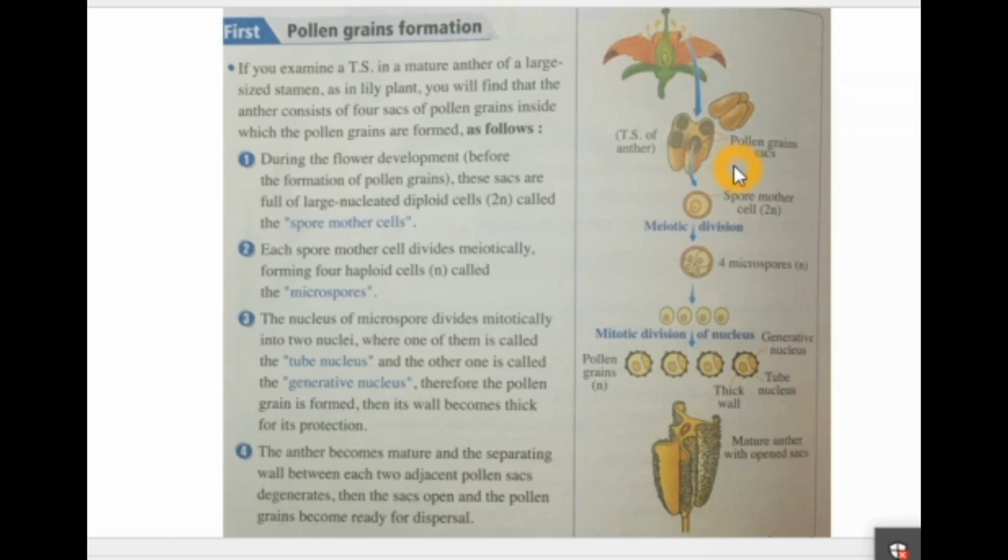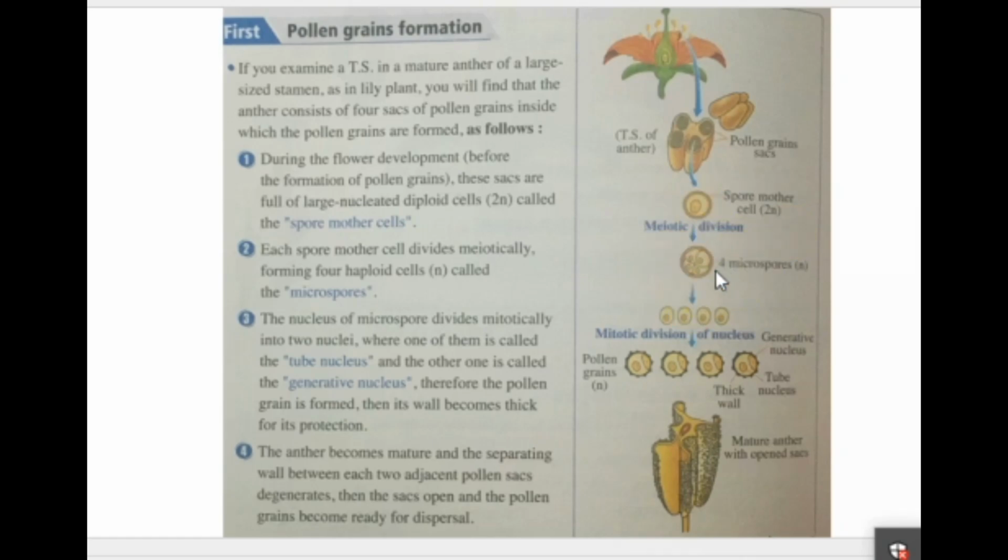If we make a transverse section in the anther, we'll find that it contains 4 pollen grain sacs or chambers. Transverse section means that you're going to cut it transversely, not longitudinally. Each sac contains many cells called spore mother cells. These spore mother cells are diploid in number. Diploid means they have double the number of chromosomes. It means 2n.